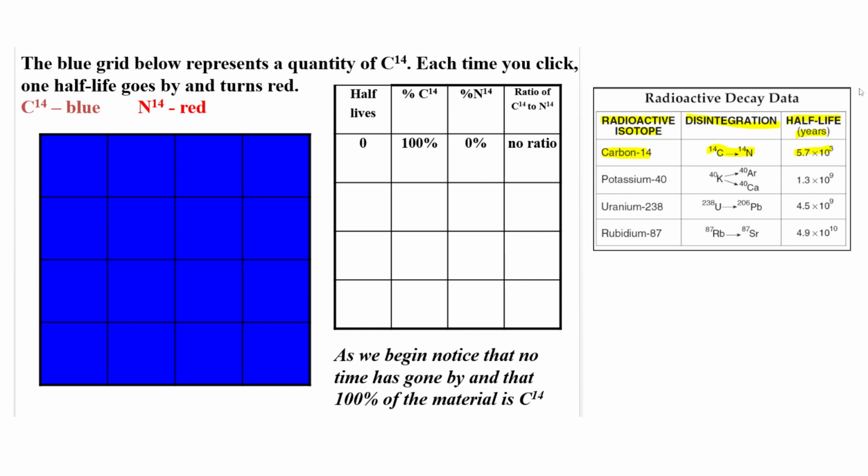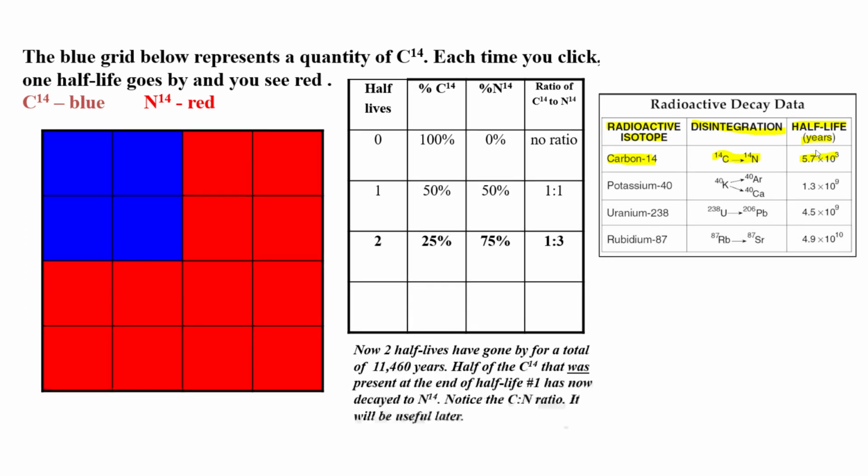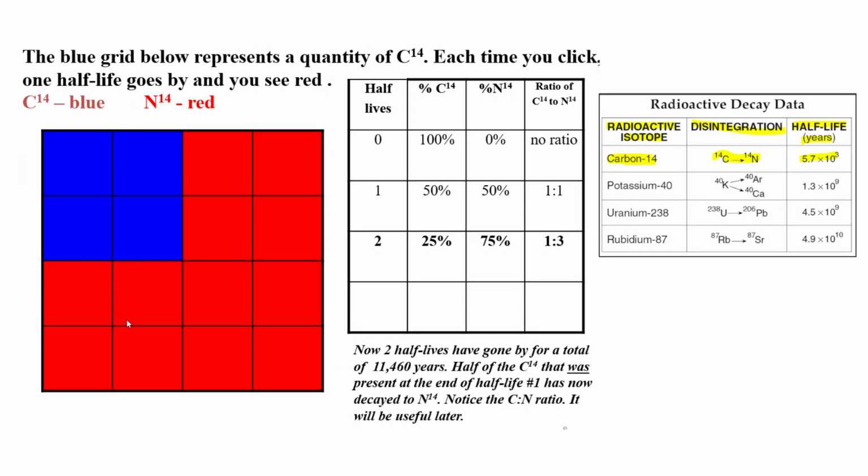But after one half life, or 5,700 years later, half of my sample will turn into a stable nitrogen 14. Now I have 50% carbon 14, 50% nitrogen 14. Another 5,700 years later, half of the leftover carbon 14 will turn into nitrogen 14. Now I have 25% carbon 14 left and 75% nitrogen 14, my disintegration product.